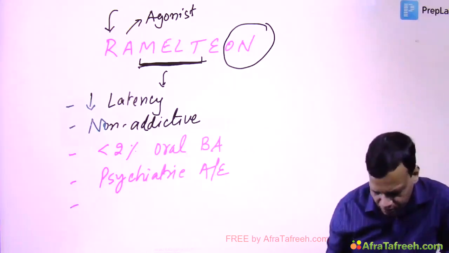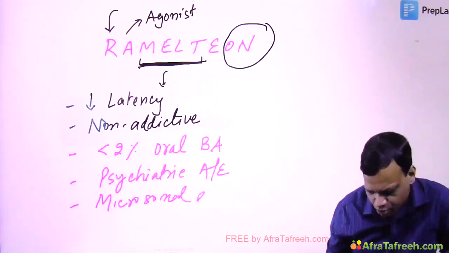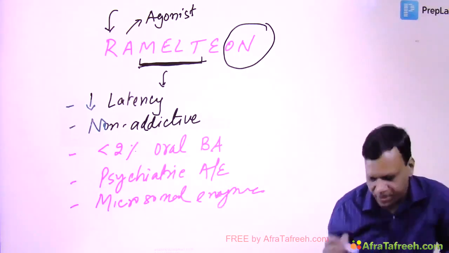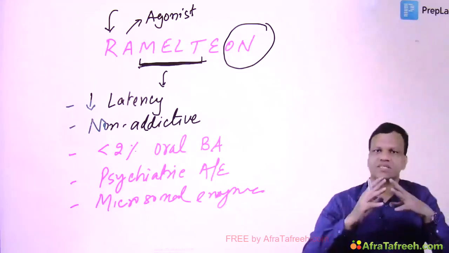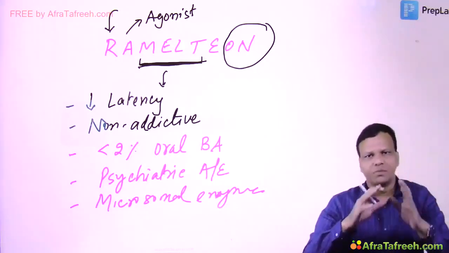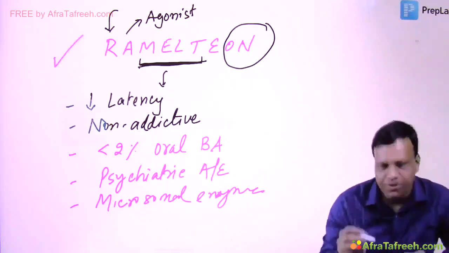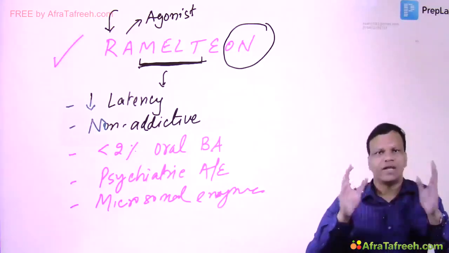And it is also metabolized by microsomal enzymes. So it can show drug interactions. We should be careful which other drug the person is taking because enzyme inducers will increase its metabolism and inhibitors will decrease its metabolism. So that is important about the melatonin agonist Ramelteon.